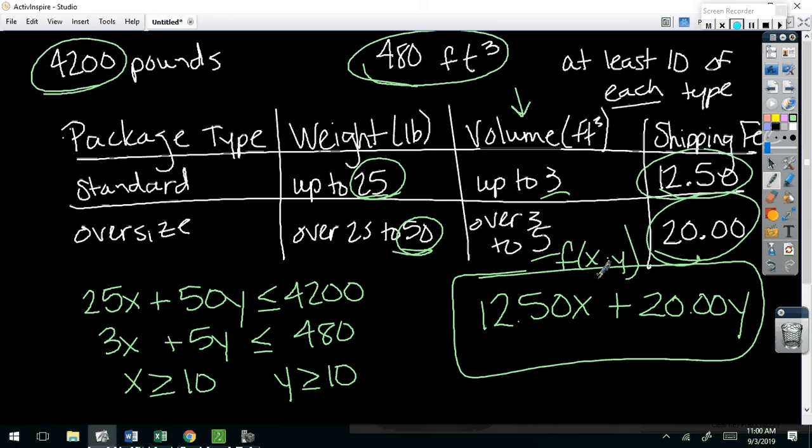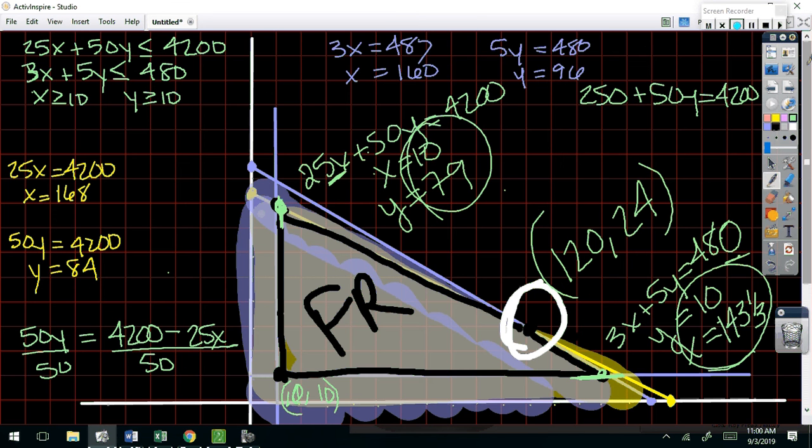So let's do this. This row, do the point 10, 10. This row, do the point 10, 79. This row, do the point 120, 24, and then you two rows combined do 143 and a third, 10. How many of 143 and a third? I got this 9. Oh, that's an 8. 143 and a third. Yes, this last point.